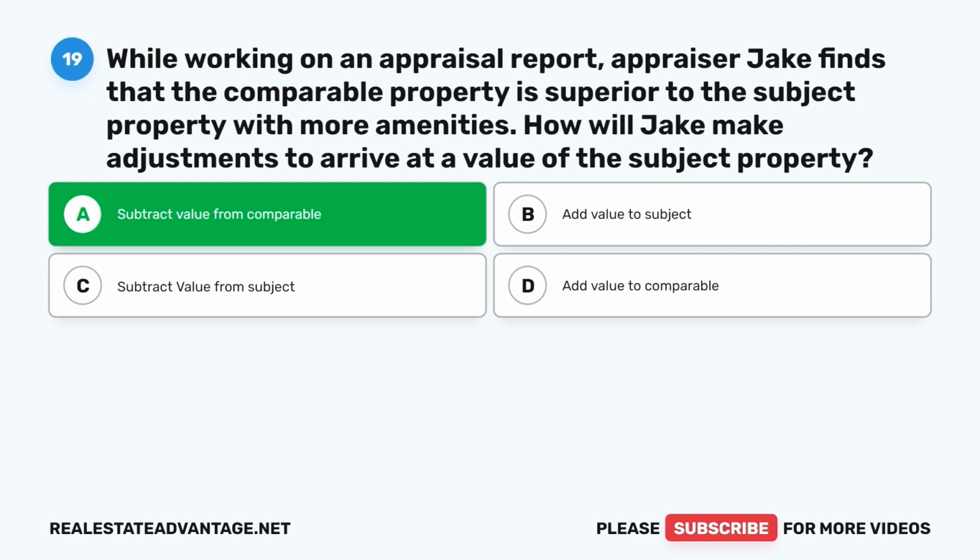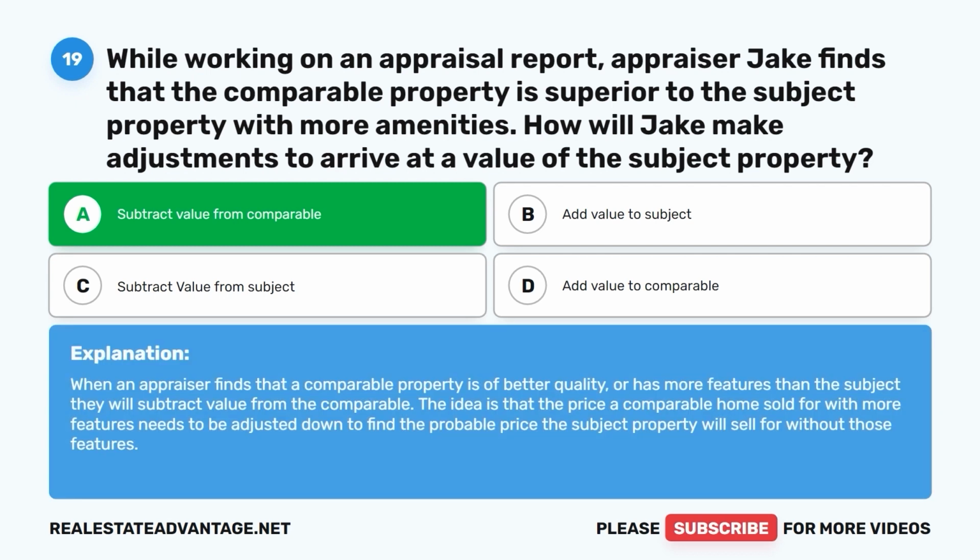Subtract value from comparable. When an appraiser finds that a comparable property is of better quality or has more features than the subject, they will subtract value from the comparable. The idea is that the price a comparable home sold for with more features needs to be adjusted down to find the probable price the subject property will sell for without those features.